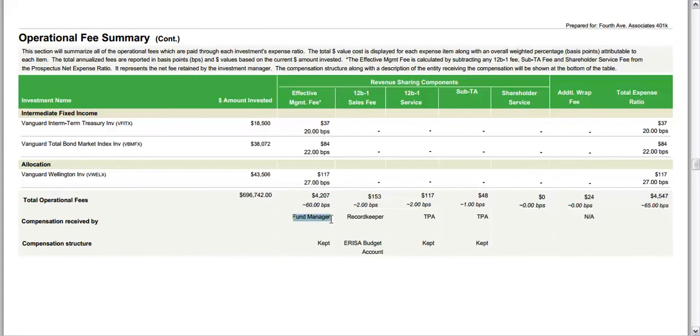So in this example, the fund manager is receiving fees and they're keeping those fees for services rendered in terms of the portfolio management that they provide. The record keeper is receiving fees and they're depositing that into the ERISA budget account. And then the TPA is receiving some fees and they're keeping those for the services that they're rendering.